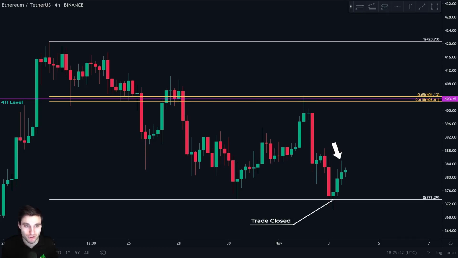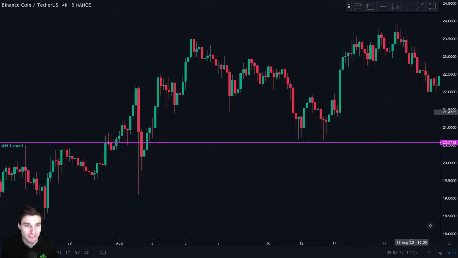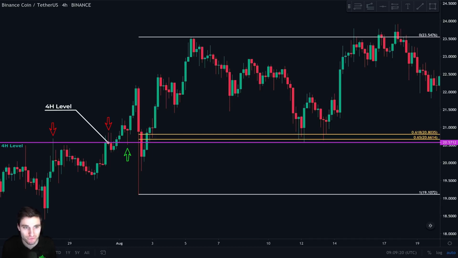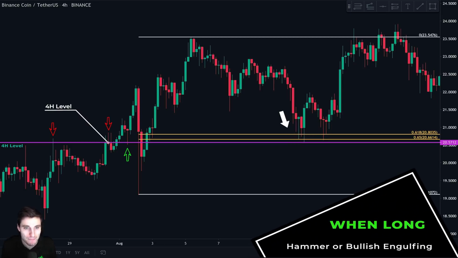We follow the same process when we want to buy. In this chart, we can see that this 4-hour level acted as resistance and then support, so we draw it. We then take our Fibonacci retracement and we notice that we have confluence between the CC and the 4-hour level. So we wait for price to retrace and we monitor the price action at this level on the lower time frame. When we want to take a long, we always look for a hammer or a bullish engulfing candle. That is our trigger to enter the long position.